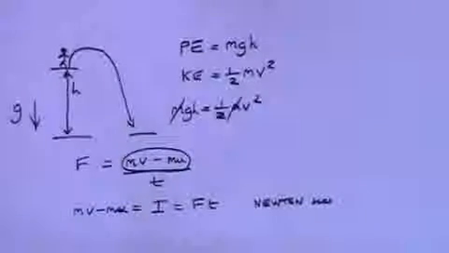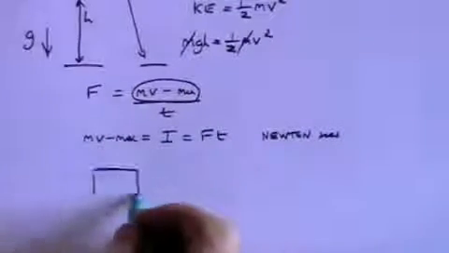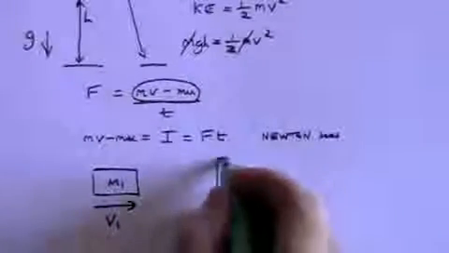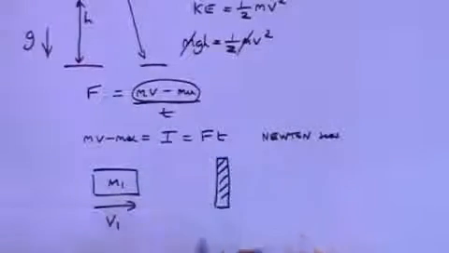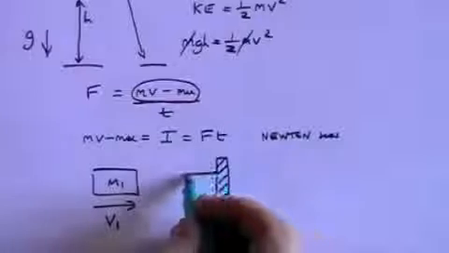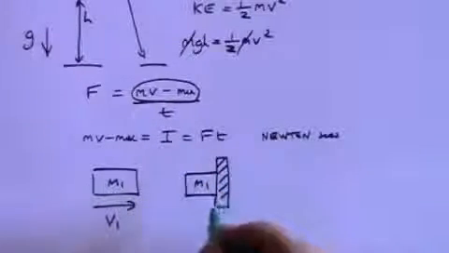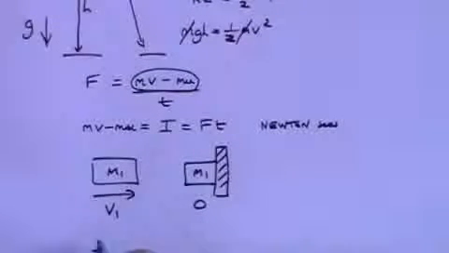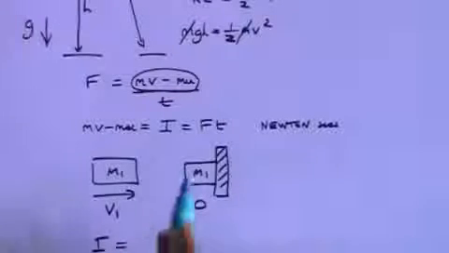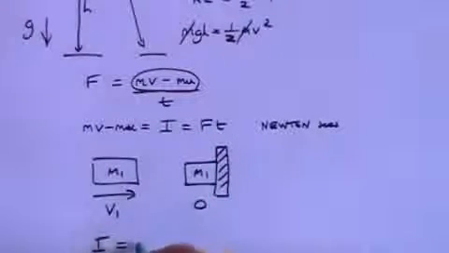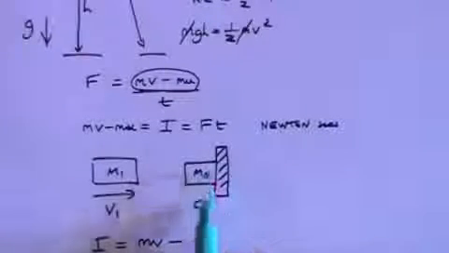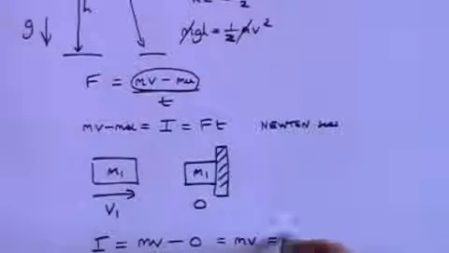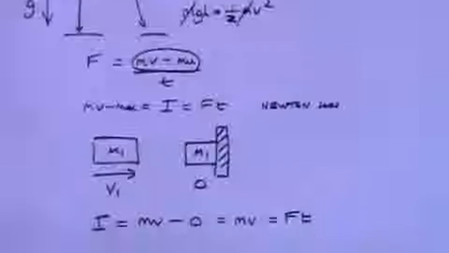So if you've got an object which is travelling along, let's say it's got a mass m1, it's travelling at velocity v1, and it hits a brick wall, which for all intents and purposes is immovable, that will come to rest. It will still have mass m1, but its velocity will be 0. And the impulse will be the change in momentum, which is mv minus mu, but that's 0. So it's just mv. And that equals force times time.